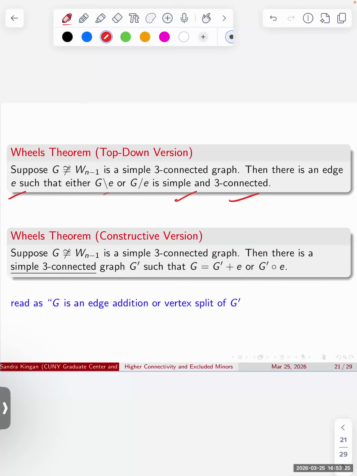So what this is saying is that if G is a simple three-connected graph, then there is some other simple three-connected graph G dash such that G dash plus E will be G or G dash dot E equals G, okay? So you can grow them. You can go from G down to a wheel, right? Or you can grow from a wheel up to G. That's what the Wheels theorem is saying.